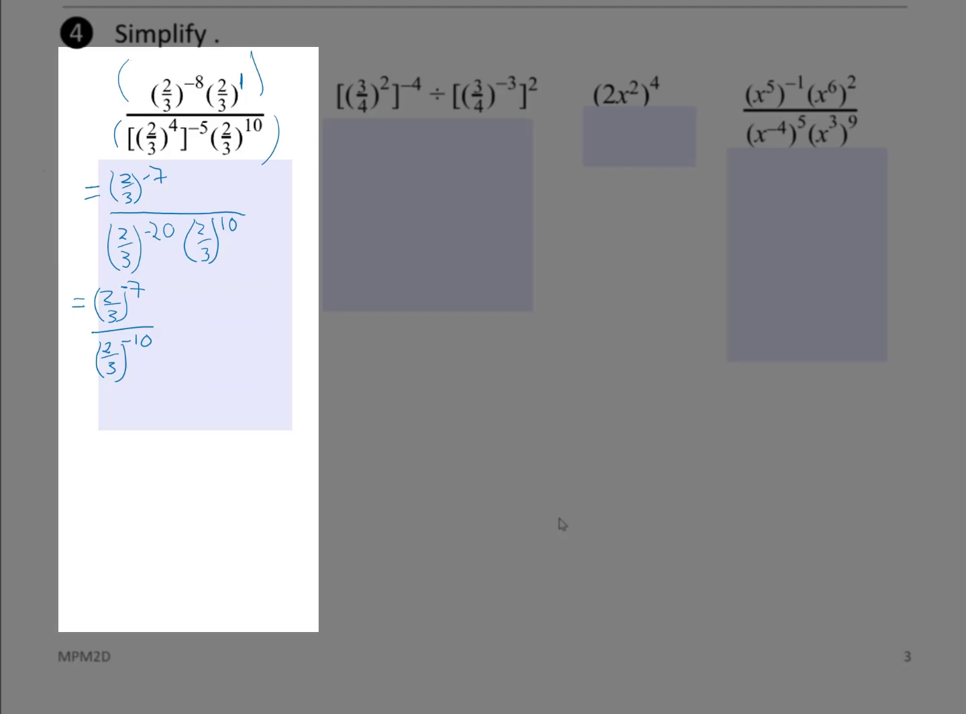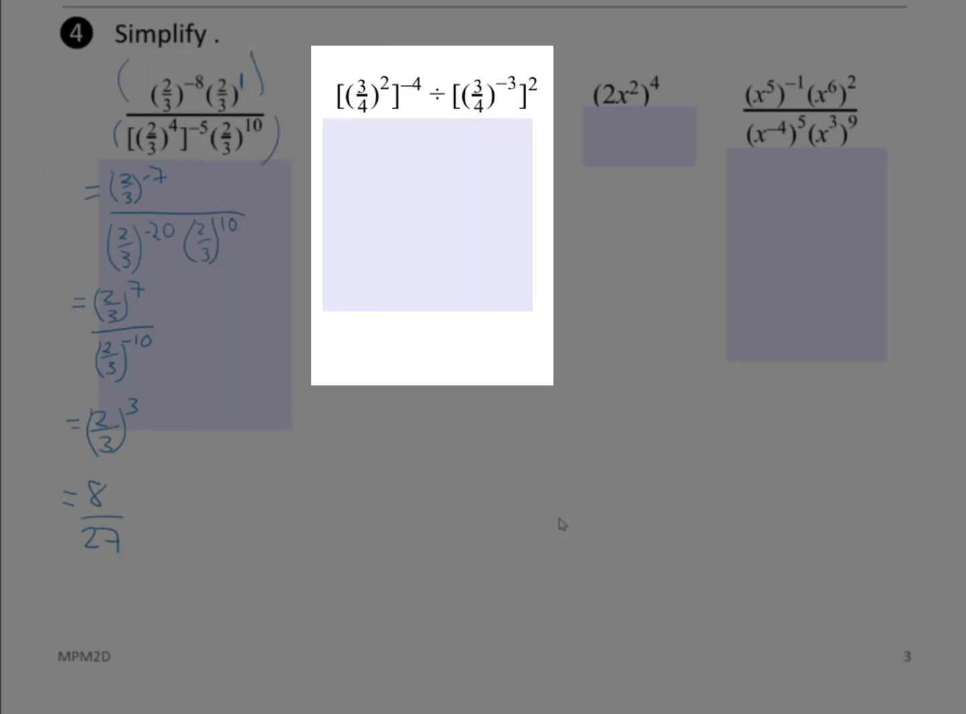2 over 3 to the power of negative 7 divided by 2 over 3 to the power of negative 10. What you do is you subtract your powers. So negative 7 minus negative 10 is going to give us positive 3. So we'll end up with 2 over 3 to the power of 3. Now, whenever you have a fraction like this, and it's to a power, you apply the power to both the numerator and the denominator. So we do 2 to the power of 3 over 3 to the power of 3, which is just going to give us 8 over 27. And then we're done.